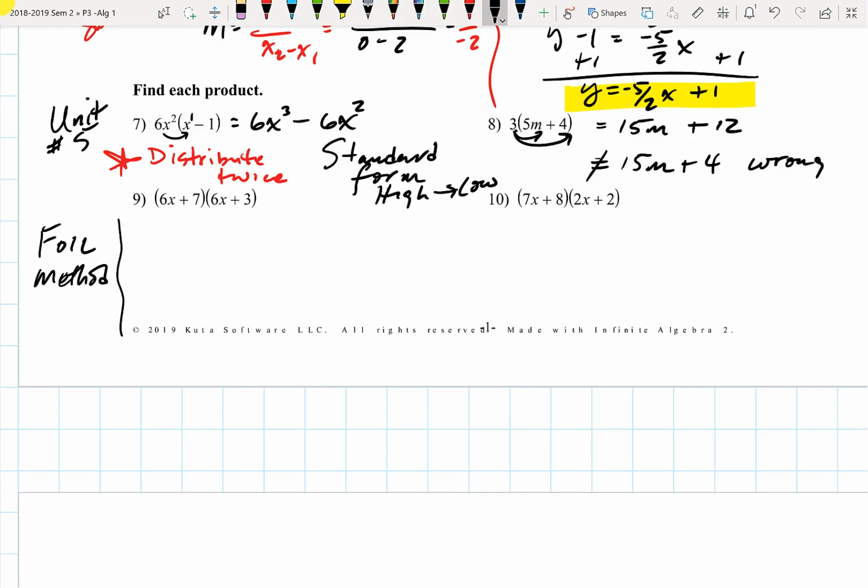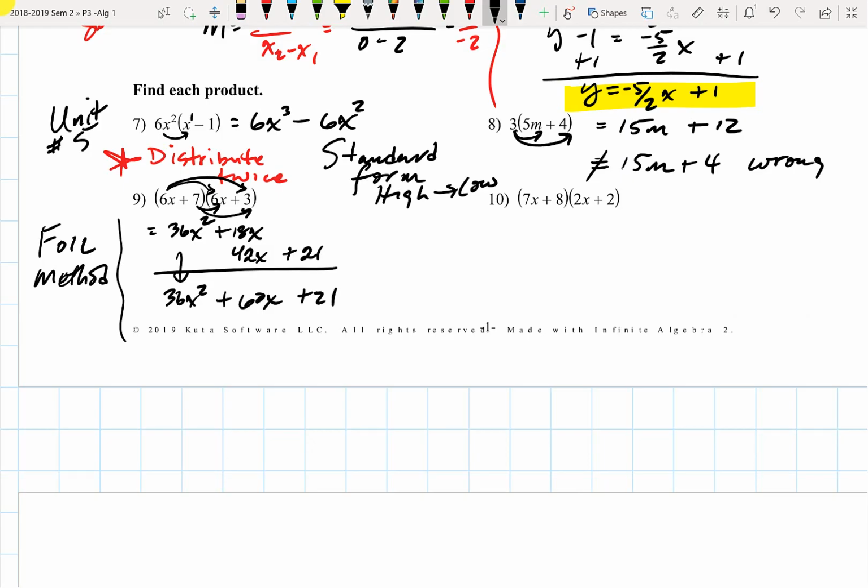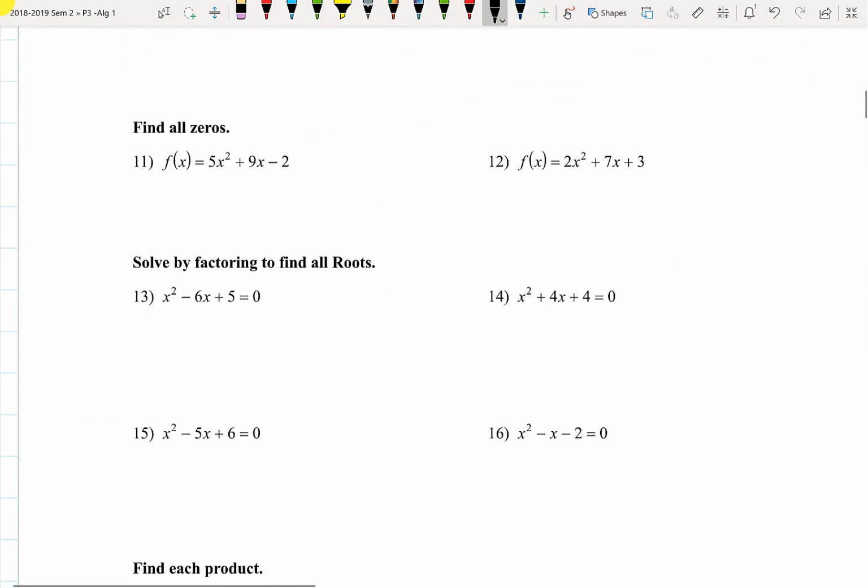Either one, same thing. All right, so 6x times 6x is 36x squared. 6x times 3 is 18x. 7 times x is 42x. And then 7 times 3 is 21. And then when you add like terms, you get 36x squared plus 60x plus 21. Okay, that's a 60x right there. All right, final result. Okay, and then you could do number 10 and check it.